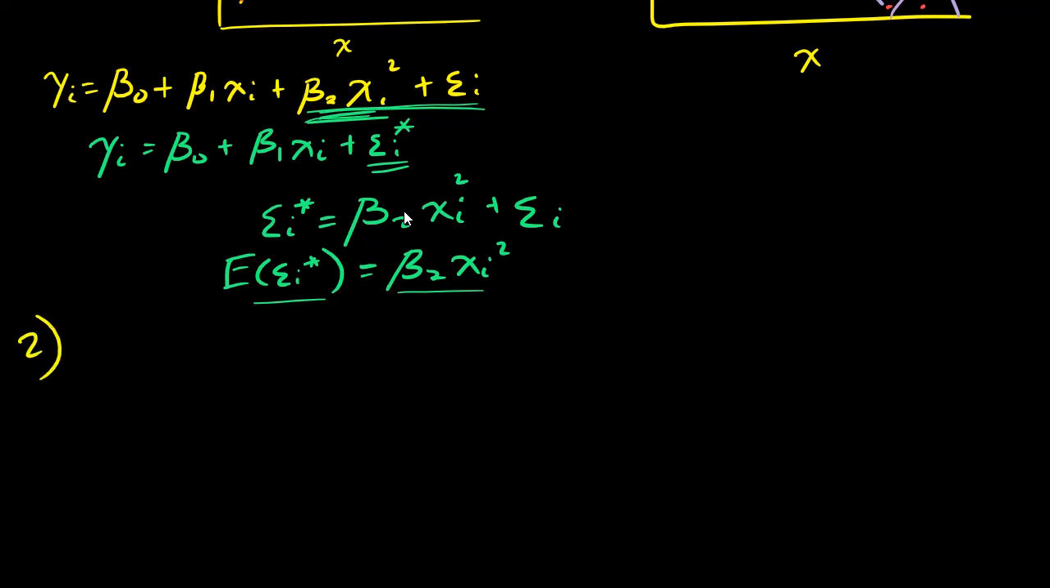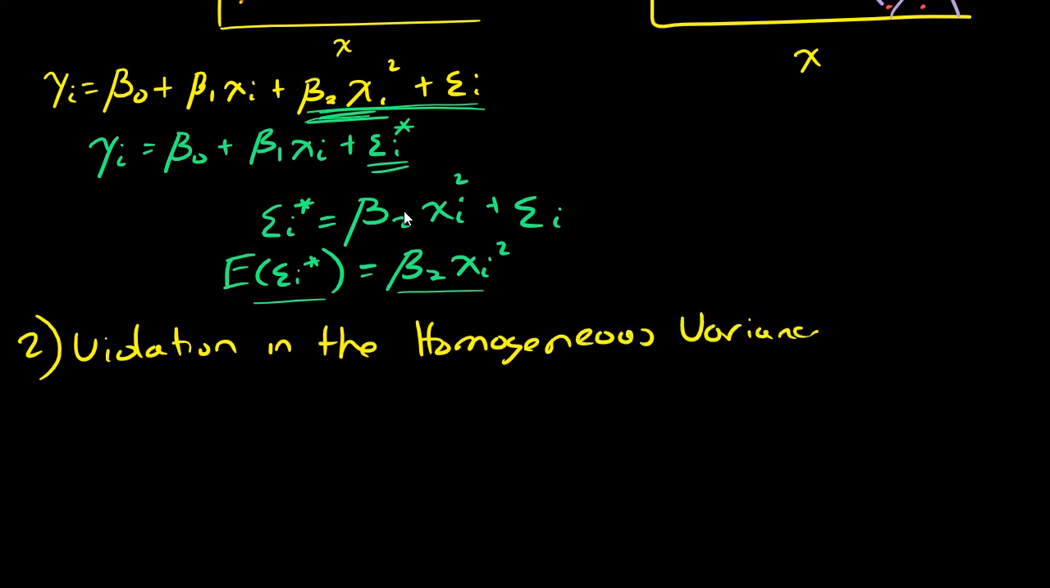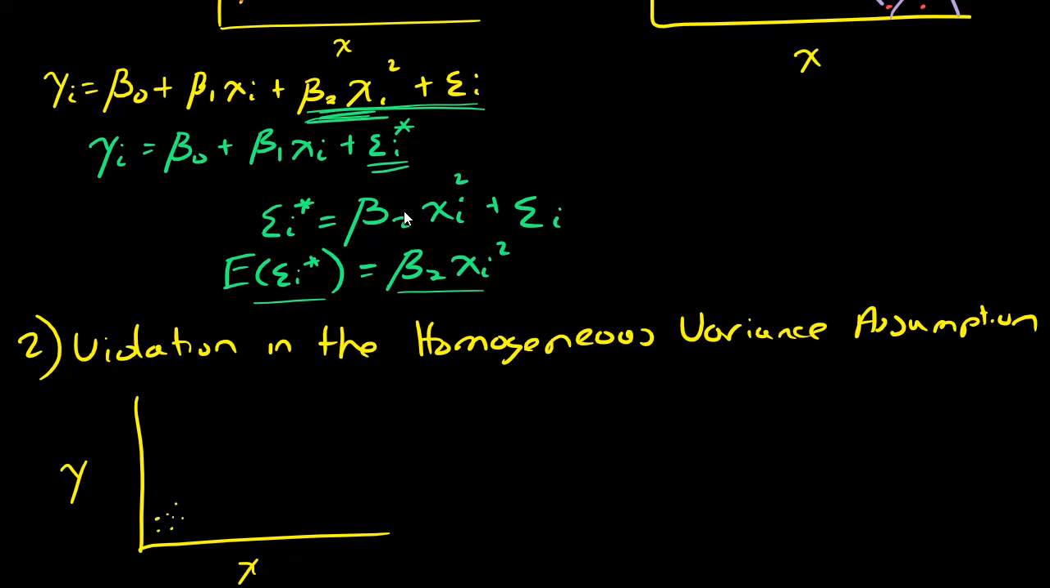Okay. Another thing that can go wrong is we can have a violation in the homogeneous variance assumption. All right, so what would that look like? When you plot x and y, you'll see some sort of strong linear relationship between x and y maybe towards the beginning, and then the relationship kind of gets a little wider out. Something like this. And then when you run your regression, do your best job fitting, you have your fitted line here.